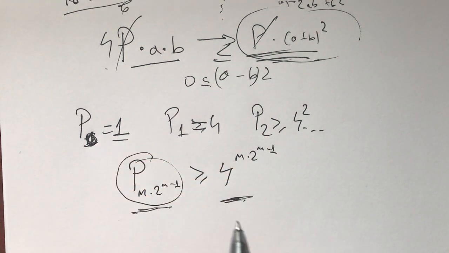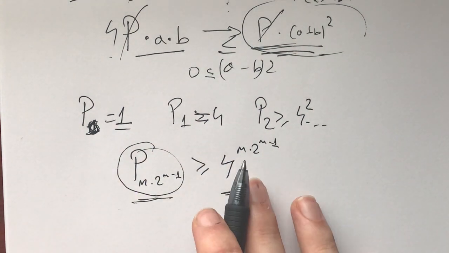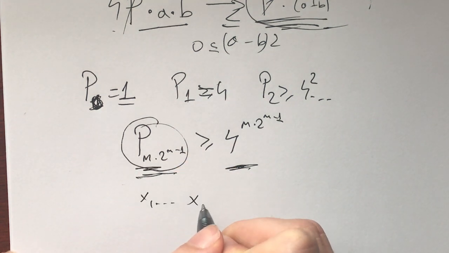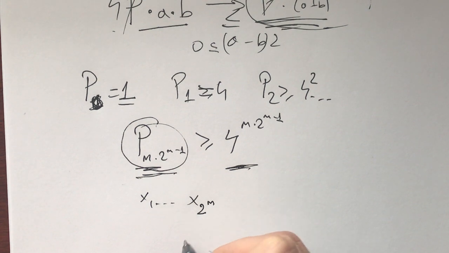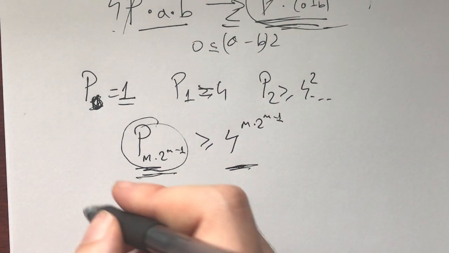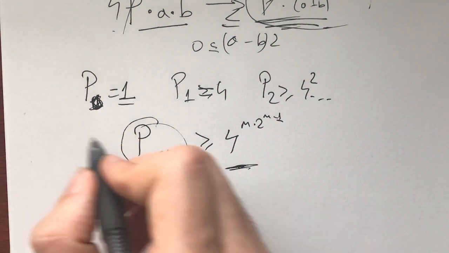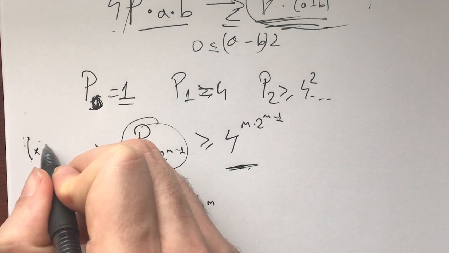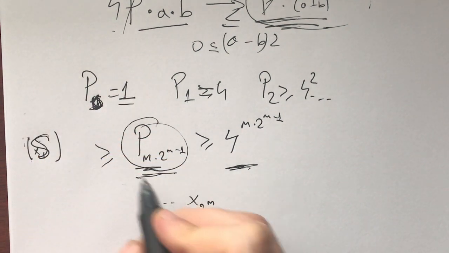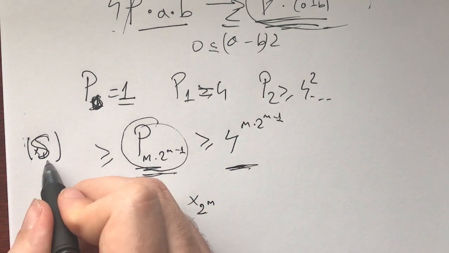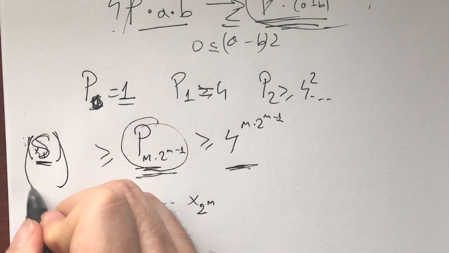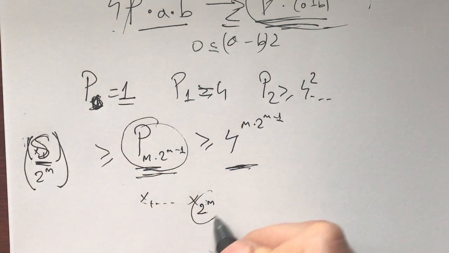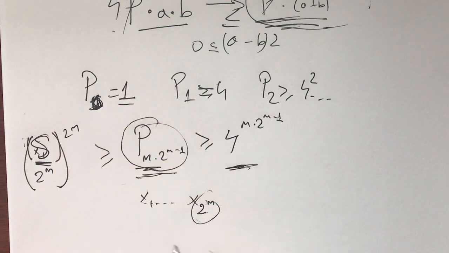Well, the product, by using the arithmetic geometric mean inequality, this is the product of all the numbers, x1 through x, how many numbers? 2 to the power of m. Right? That's what it is. But this is going to be less than or equal to, so the sum of all of these, just call that s, over how many numbers there are, so it's s over 2 to the power of m, all to the power of 2 to the power of m.